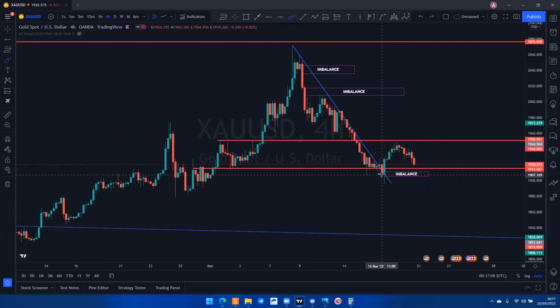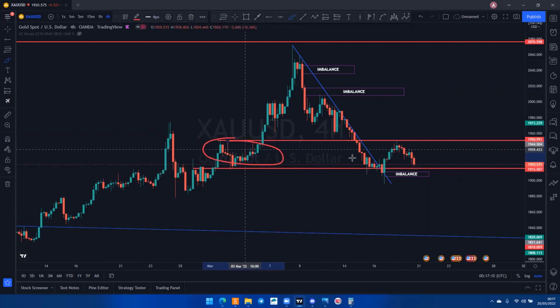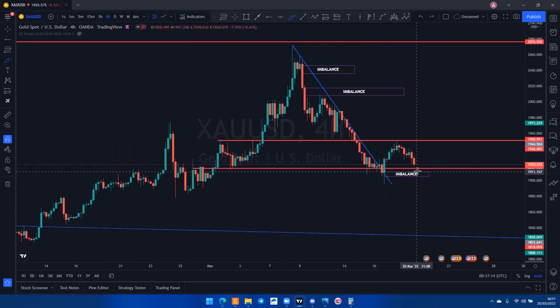What this would be is that price is within this range, right? You can see it's back within this consolidation area. Price could chill around for the start of the week, could start pulling back towards this imbalance area around about 1910. Around this area, I'll be looking to place some buys.